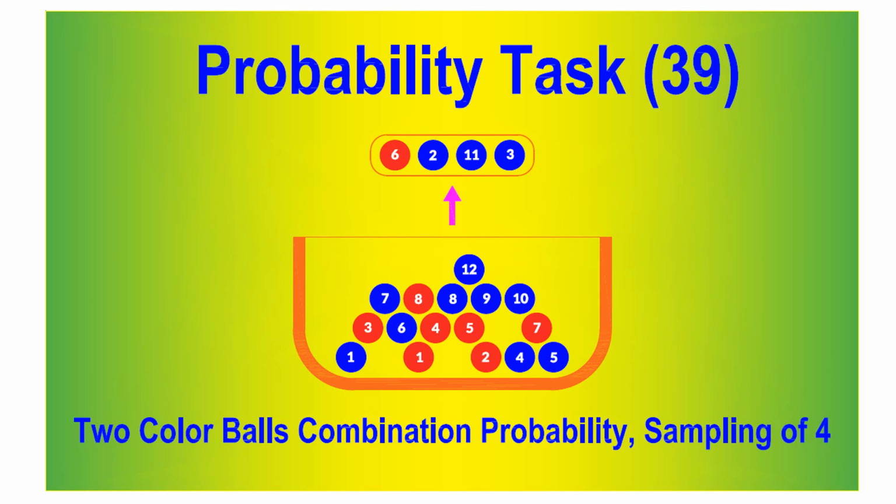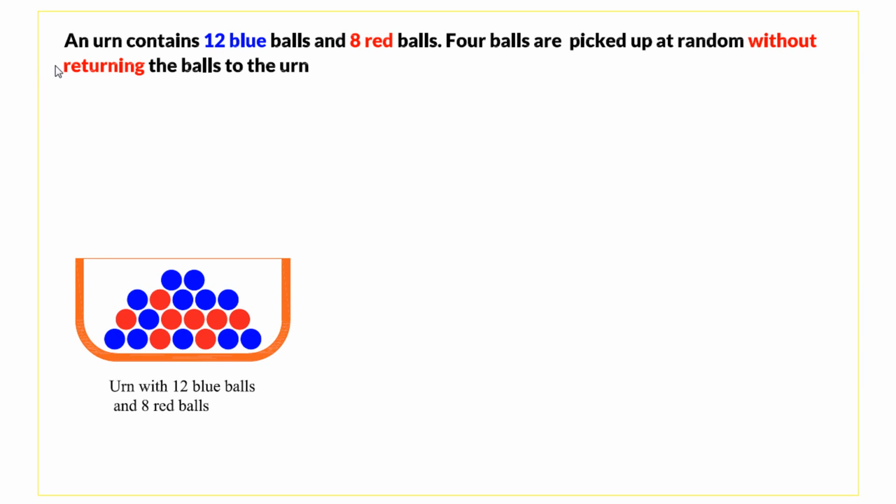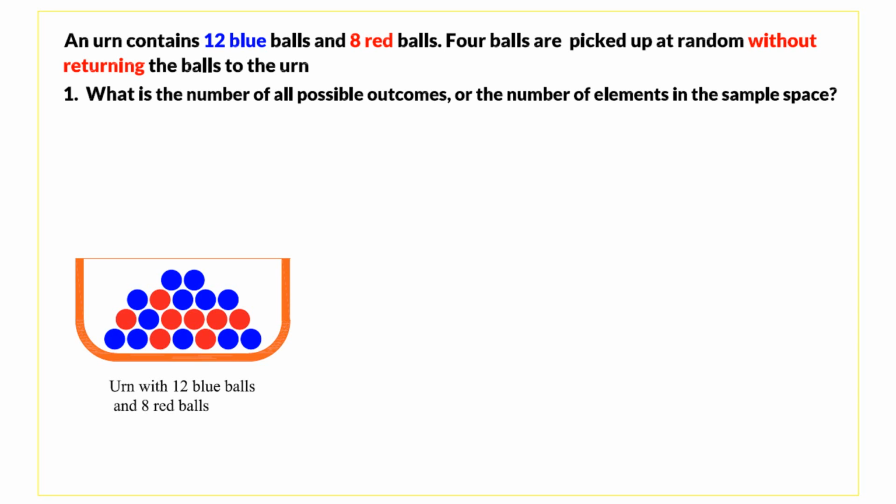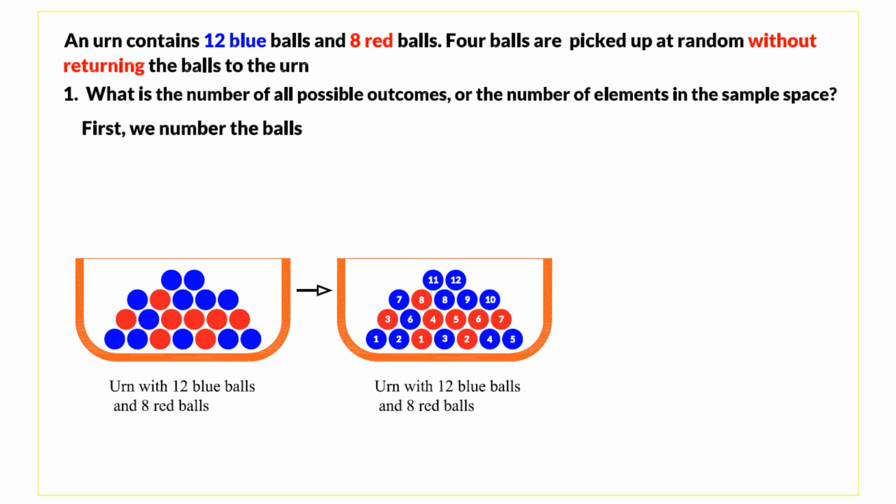In this video, we will study two color balls combination probability, but the sampling size will be 4. An urn contains 12 blue balls and 8 red balls. 4 balls are picked up at random without returning the balls to the urn. First question, what is the number of all possible outcomes or the number of elements in the sample space?